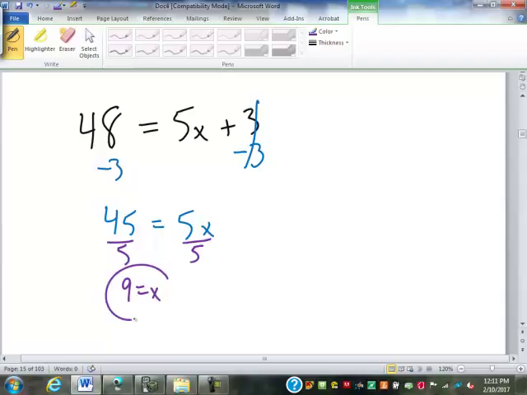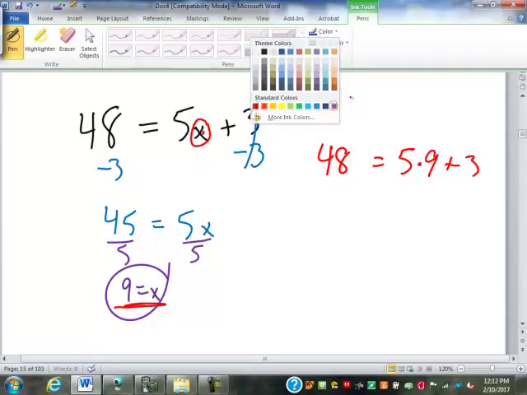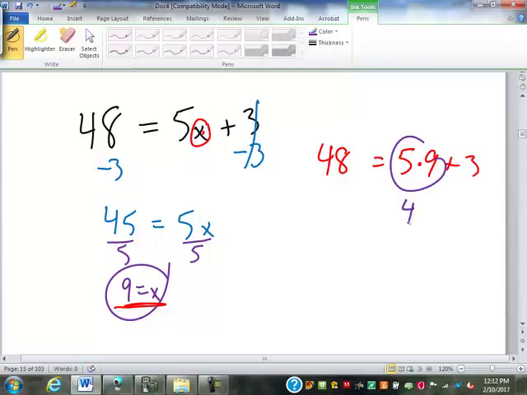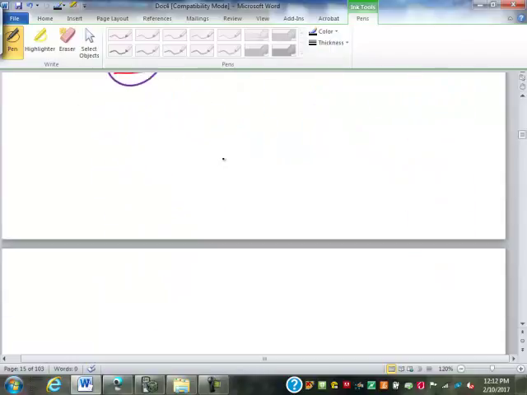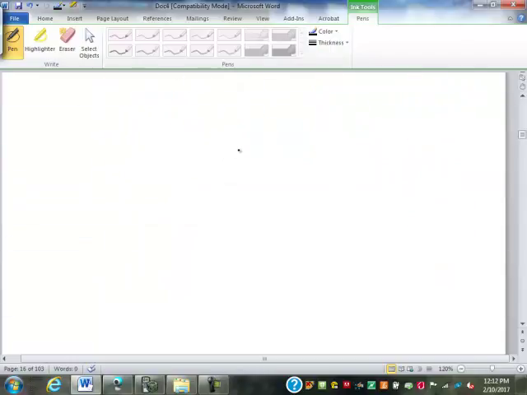9 equals x. Now just like we said before, we can always double check this. If this is true, I can replace this x with 9, and I'll have the same value on both sides of the equation. So 5 times 9 is 45, plus 3 is 48. So I do have the same value on each side. Okay, well, let's go one step further.